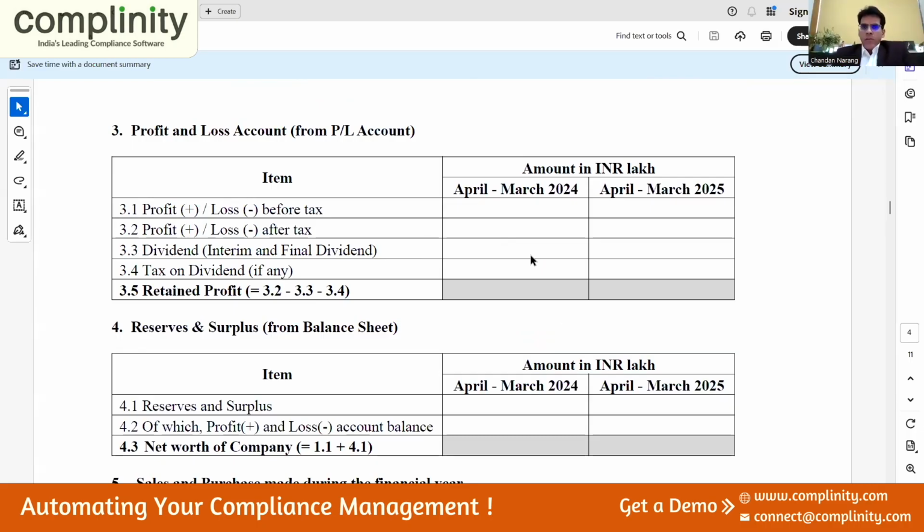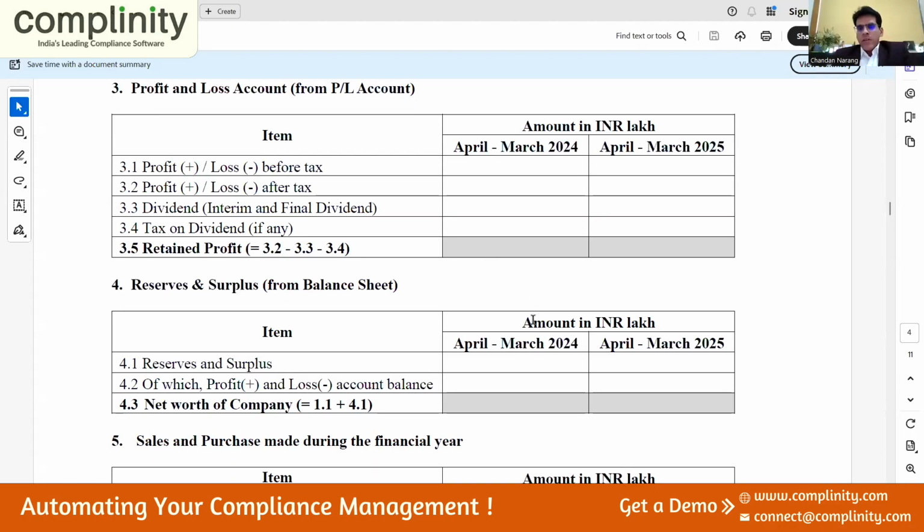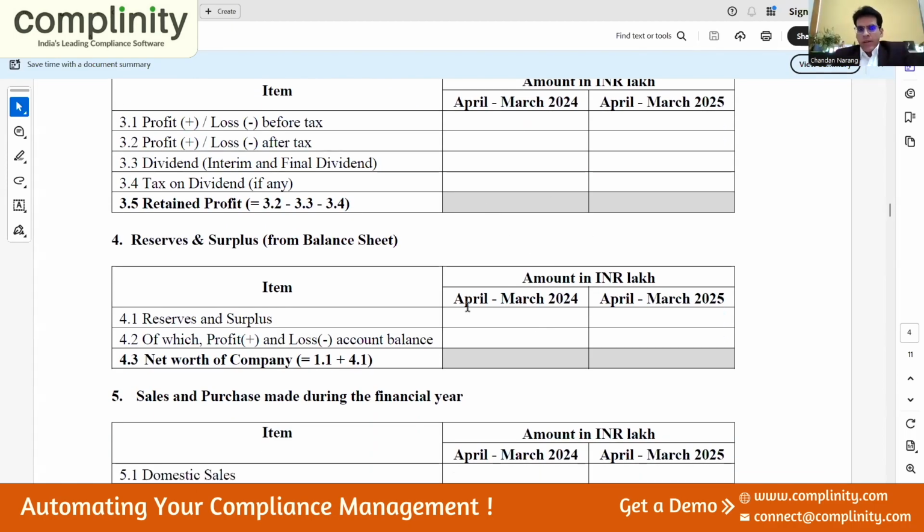Dividend, if any, if you've paid during the year, interim or final, you have to mention here. And tax on dividend, generally this is not applicable now because dividend is taxable at the hand of the recipient these days. So balance will be your retained profit, which will be auto calculated.